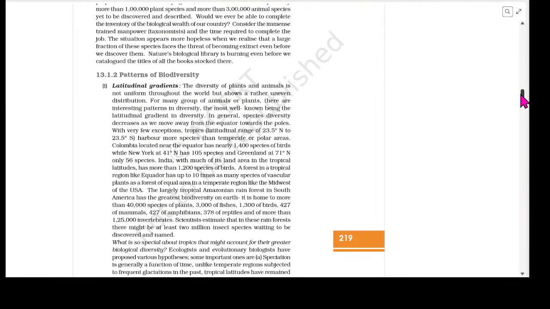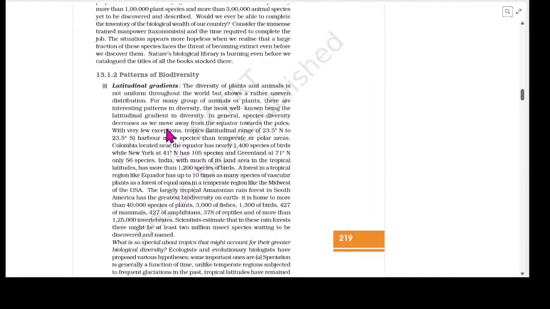Next, patterns of biodiversity. So the first one is latitudinal gradients. The diversity of plants and animals is not uniform throughout the world, but shows a rather uneven distribution. For many groups of animals or plants, there are interesting patterns in diversity, the most well known being the latitudinal gradient in diversity. In general, species diversity decreases as we move away from the equator towards the poles.